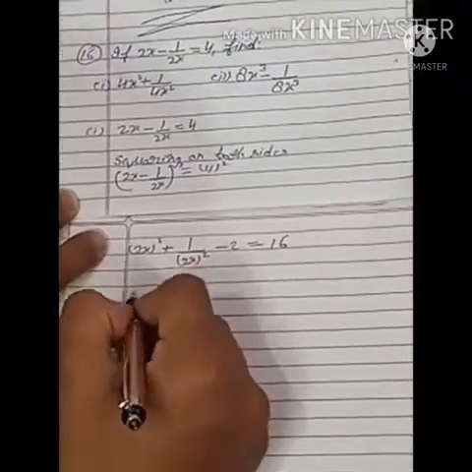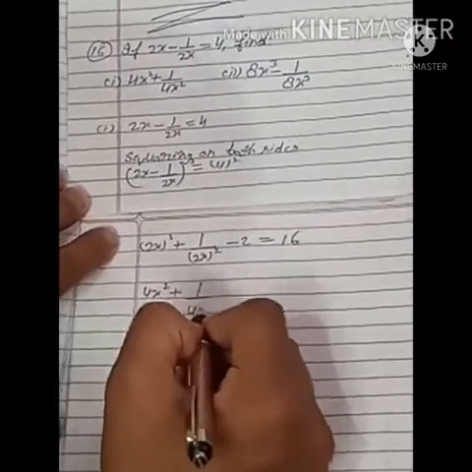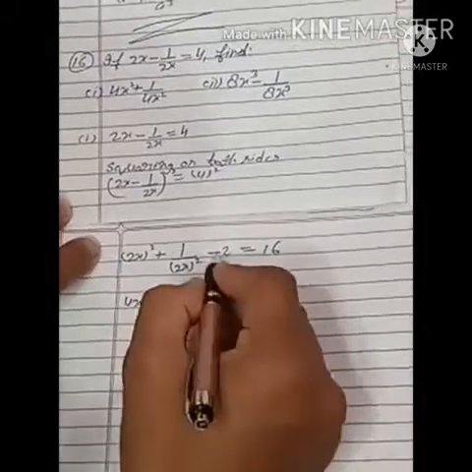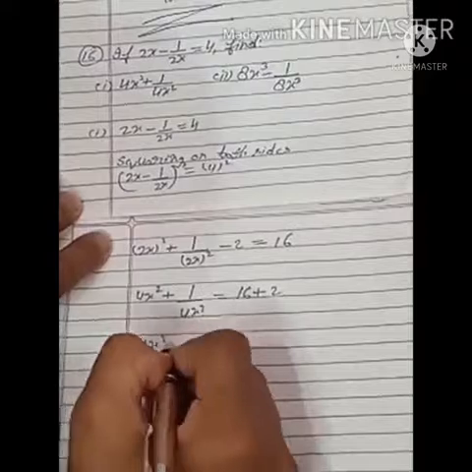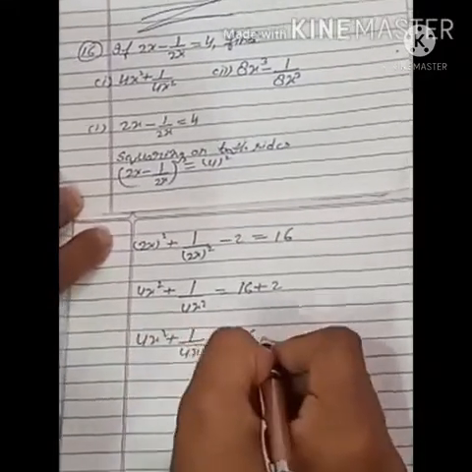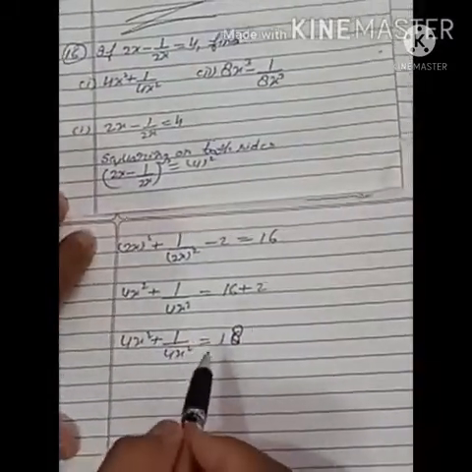So 2x square means 4x square and plus 1 upon 4x square. So this we can take at the RHS. So 16 here, minus 2 move to RHS plus 2. So 4x square plus 1 upon 4x square is equal to 16 plus 2 means 18. So the answer of first part is 18.